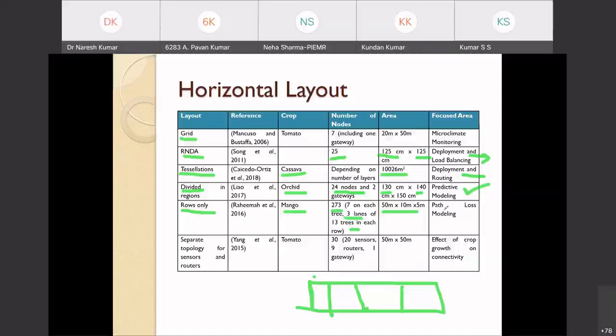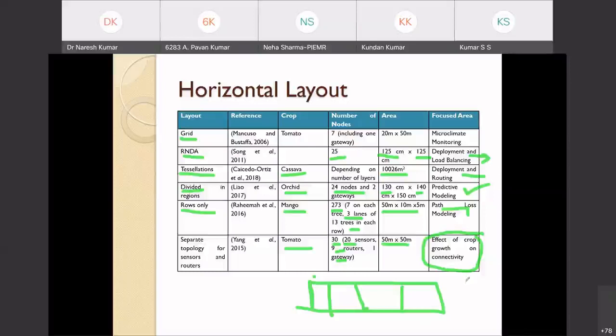Then the separate topology for sensors and routers for the tomato, that was 30 nodes. Out of those 30, 20 sensors, 9 routers and 1 gateway, and the area covered was 50 meter by 50 meter. And the purpose was to study the effect of crop growth on the connectivity.